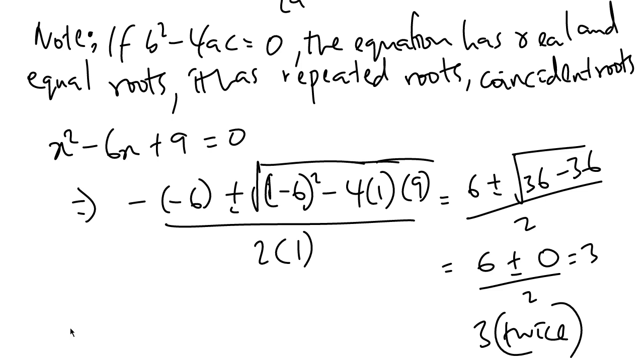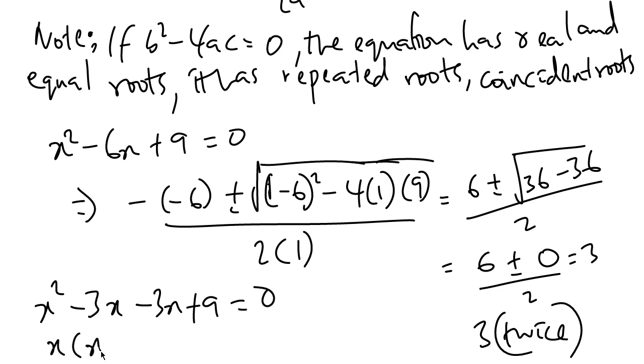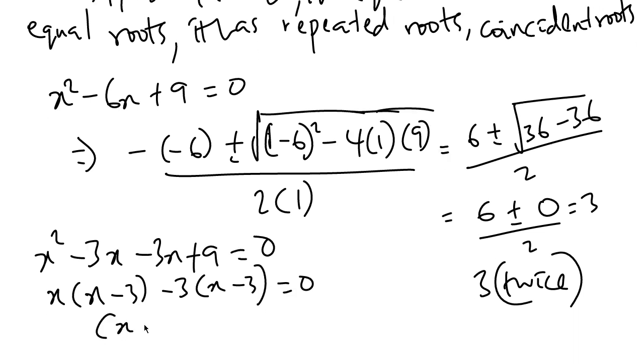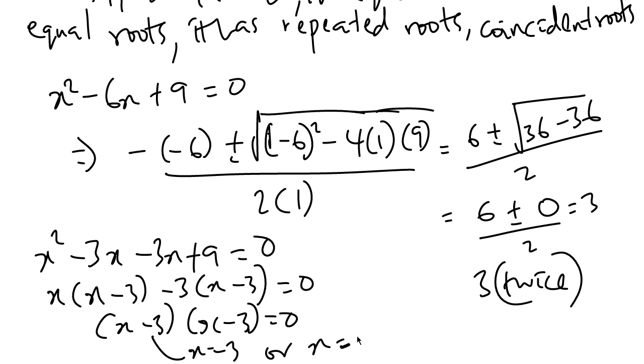That's why when we use the factorization method, we'll have x squared minus 6x plus 9 equal to 0, which leaves us with x times x minus 3, minus 3 times x minus 3 equal to 0, and then we'll have x minus 3 times x minus 3 is equal to 0. So you can notice that it has repeated roots. Do you understand?